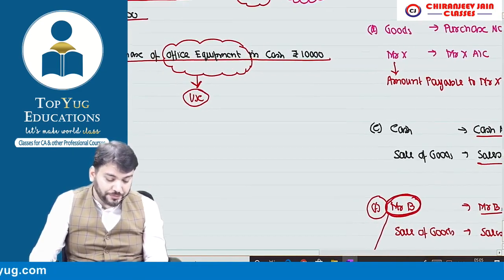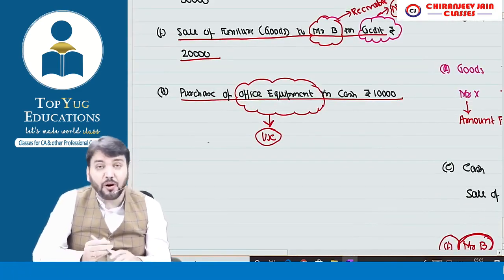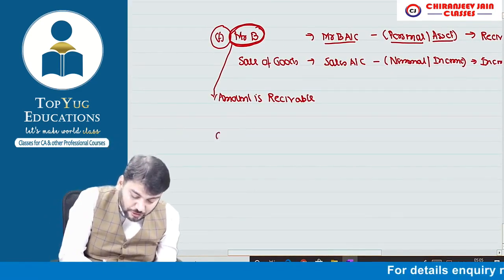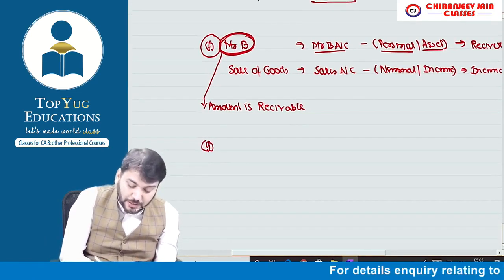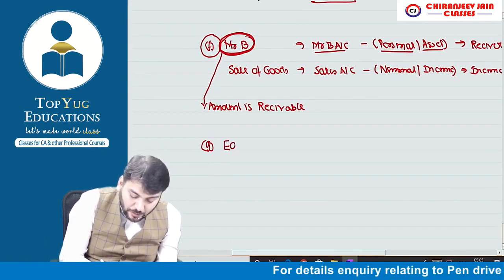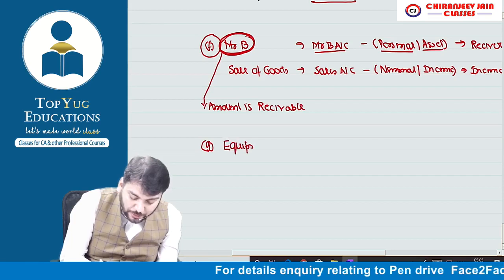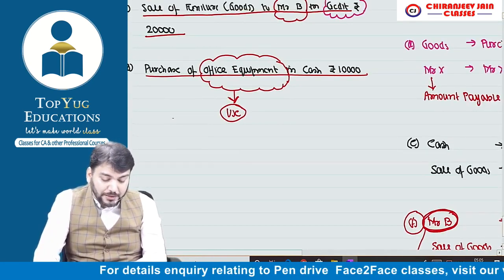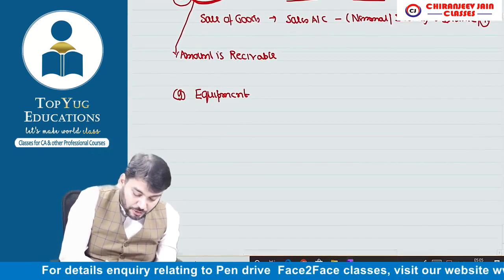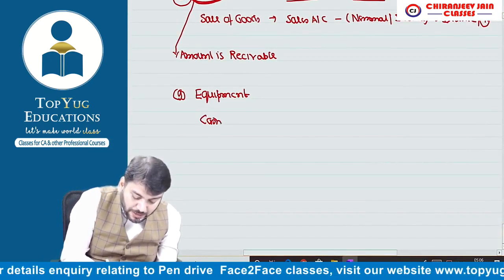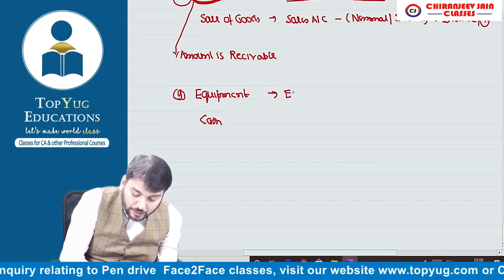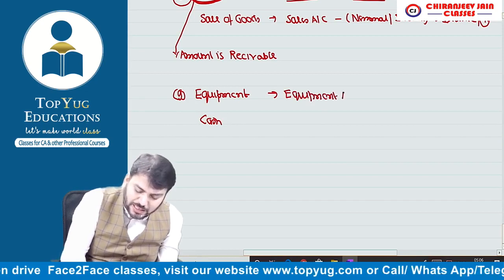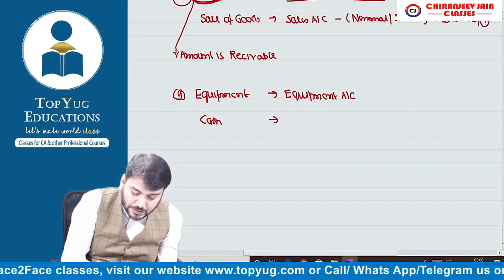Correct? Then last: purchase of office equipment in cash. Can I say office equipment, from the name it is understood, is for office purpose. So we will open one equipment account for office equipment, and it is purchased in cash. So for cash we will open cash account. So here, equipment account, or you can say office equipment account also, correct?